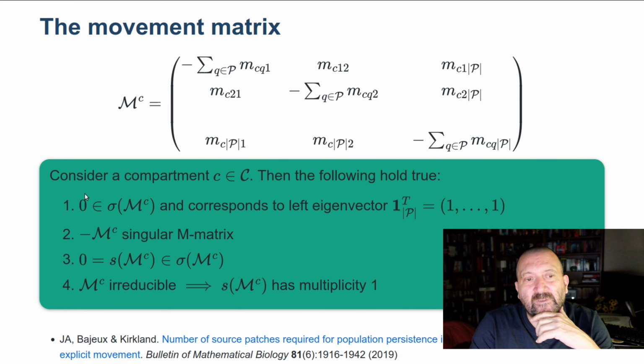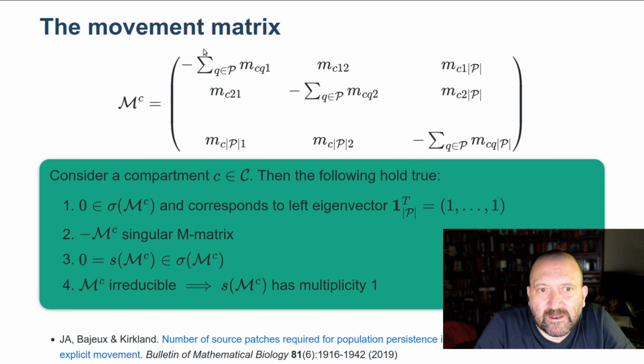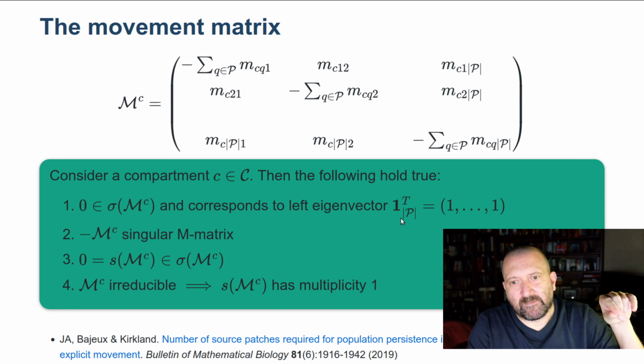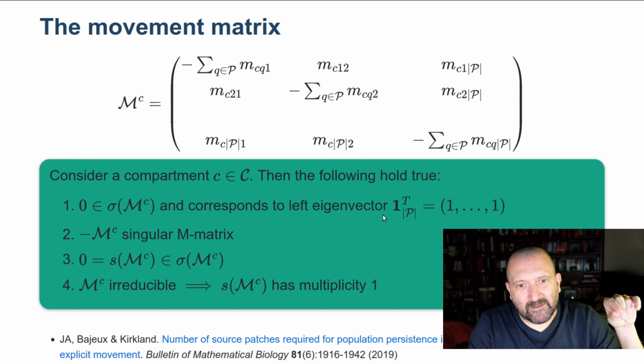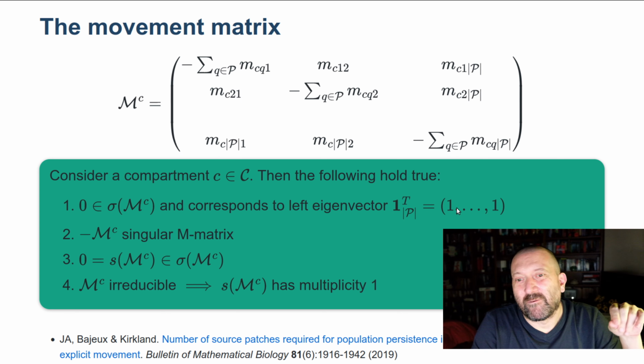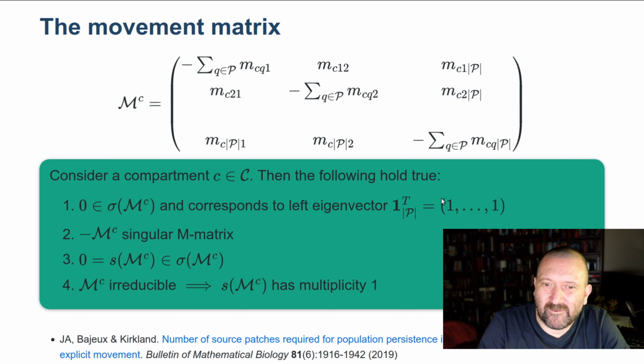Just to point out, the fact that 0 is an eigenvalue is very easy to obtain. If you take the column sums, and this first result comes from this, you can see that those negative terms here balance the non-zero terms on each column. So if I take this sum, the sum of minus this quantity plus all those here, I get 0. So what that means is that 1^T MC equals 0 times 1^T. So that's where the fact that the left eigenvector is a vector of ones and 0 is an eigenvalue comes from.